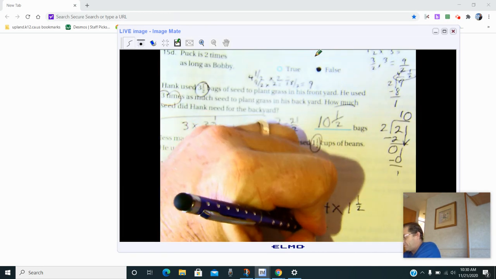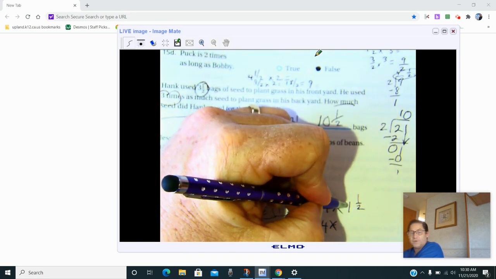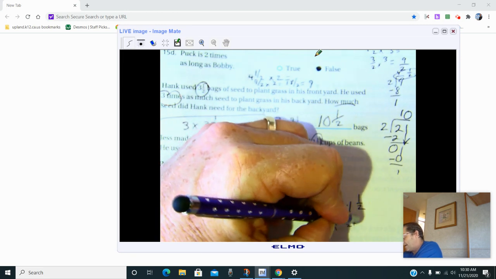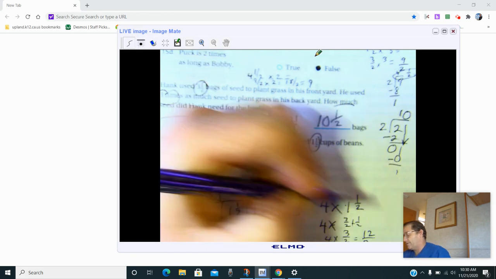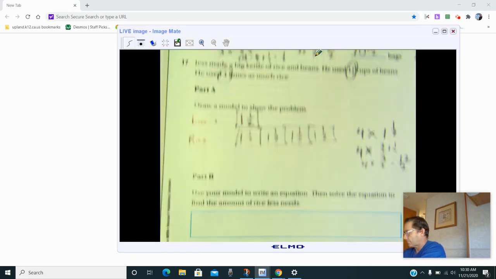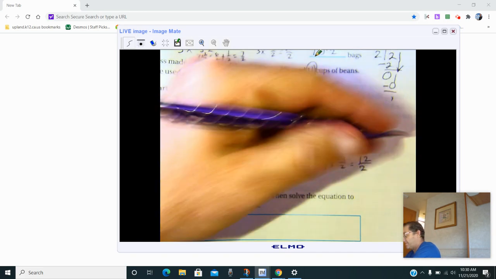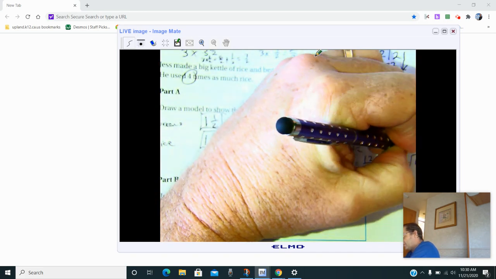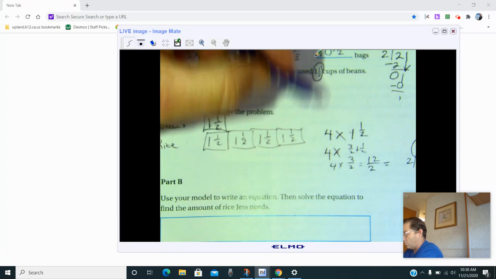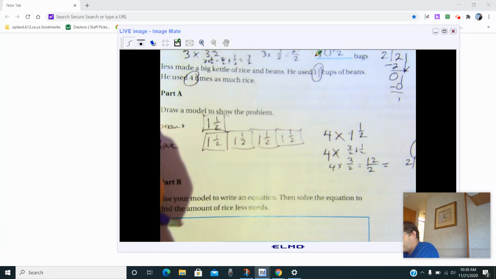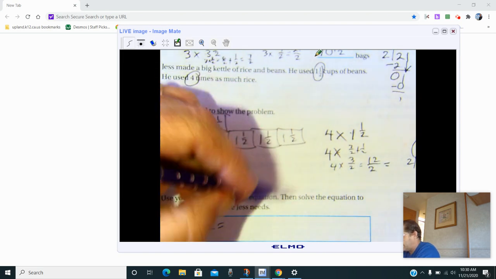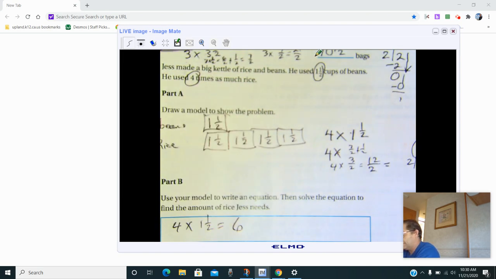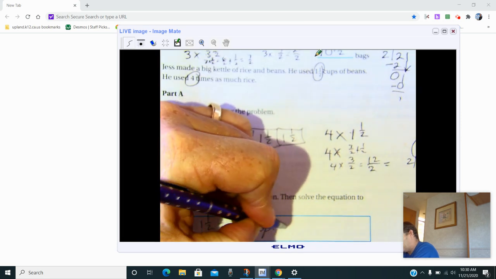Well, let's turn 1.5 into a fraction greater than 1. So we know in this one whole it has 2 halves. So 2 halves plus 1 half, 4 times 3 halves. 12 halves is the same as 12 divided by 2. And 12 divided by 2 is 6. So 4 times 1.5 equals 6 cups of rice.